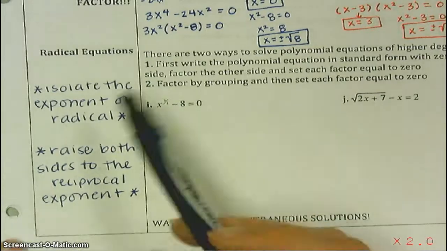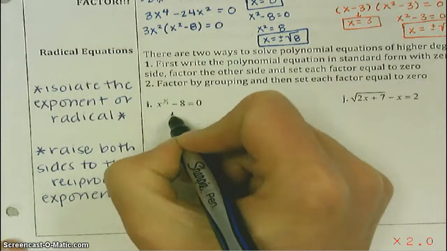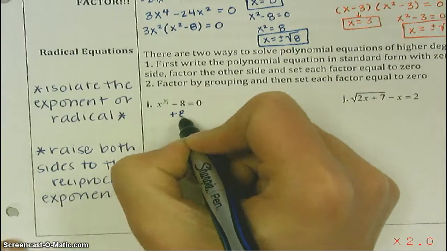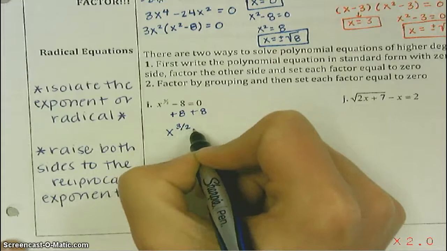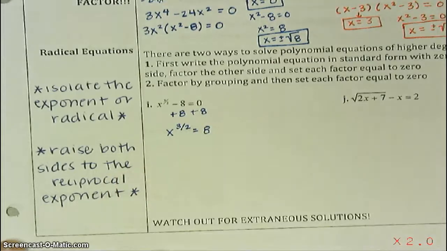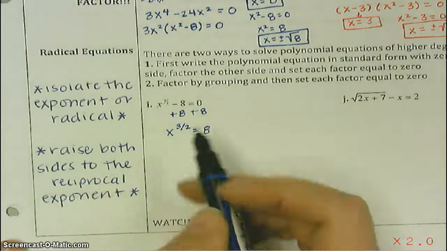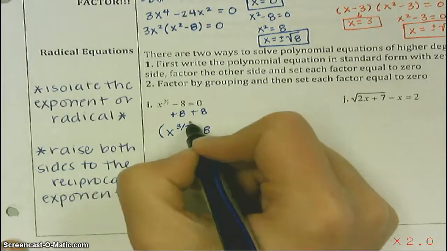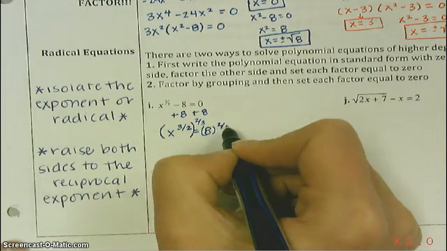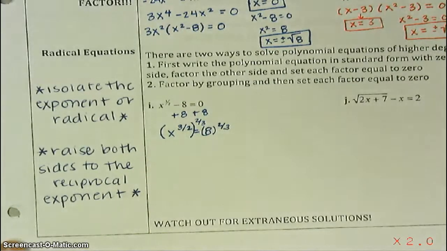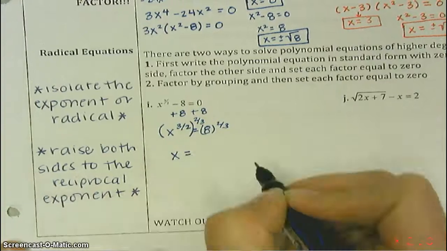So let's try doing this. So we're going to isolate the exponent or radical, which means that we need to get any numbers or other values off to the other side. So we're going to add 8. Equals 8. Once you're ready, you can do the reciprocal exponent. So pretty much, since this is to the 3/2, we're going to raise it to its reciprocal, which is 2/3. And what happens here is that 3/2 times 2/3 is just the first. So you're going to be left with x to the first.